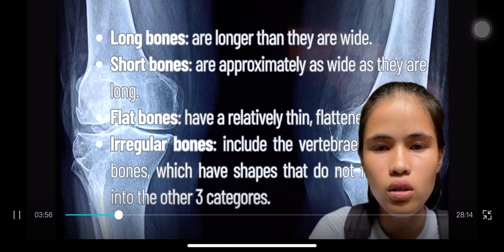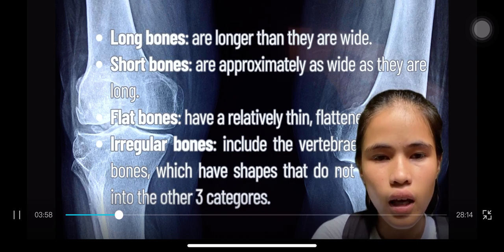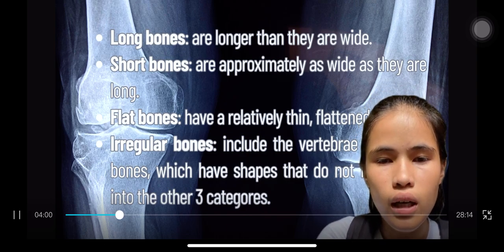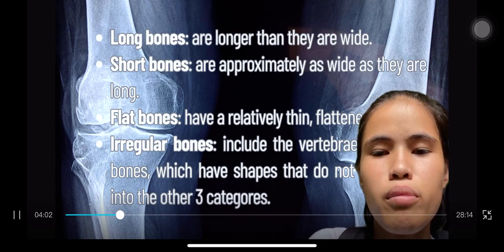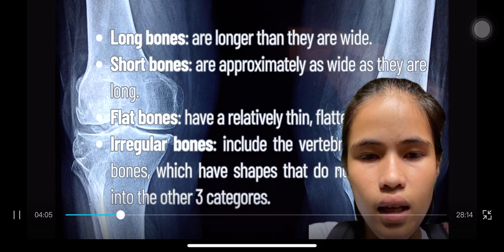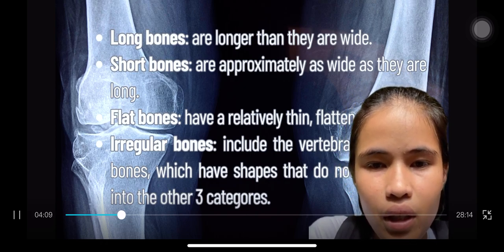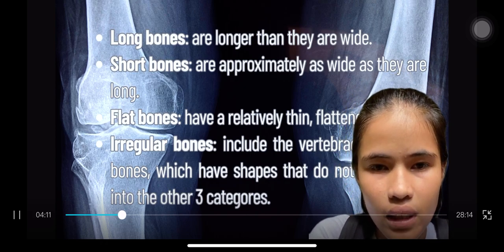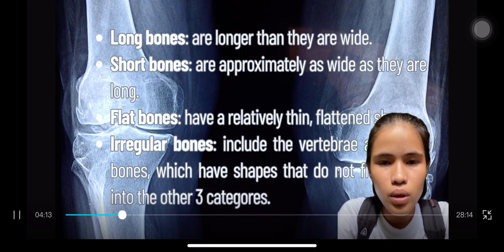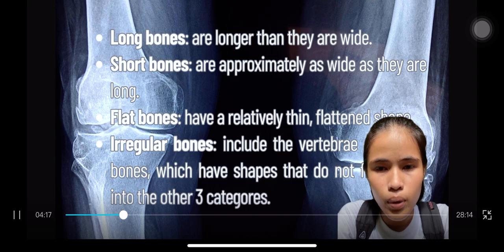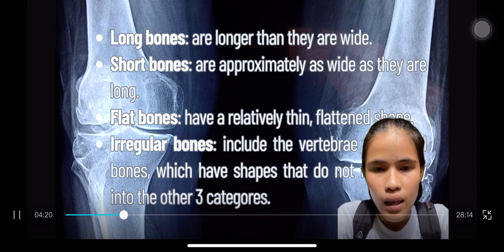Long bones are longer than they are wide. Short bones are approximately as wide as they are long. Flat bones have a relatively thin and flattened shape. Irregular bones include the vertebrae and the facial bones, which have shapes that do not fit readily into the three categories.